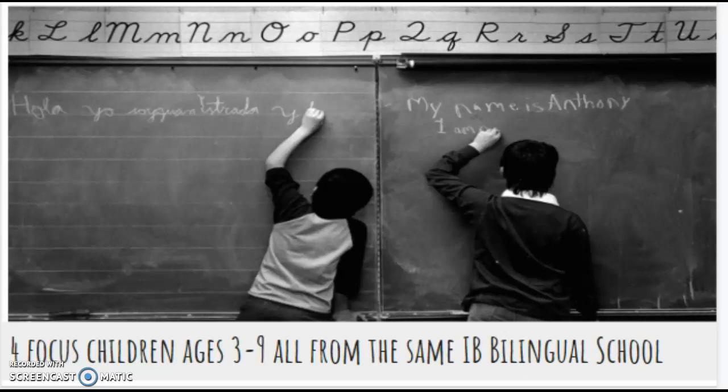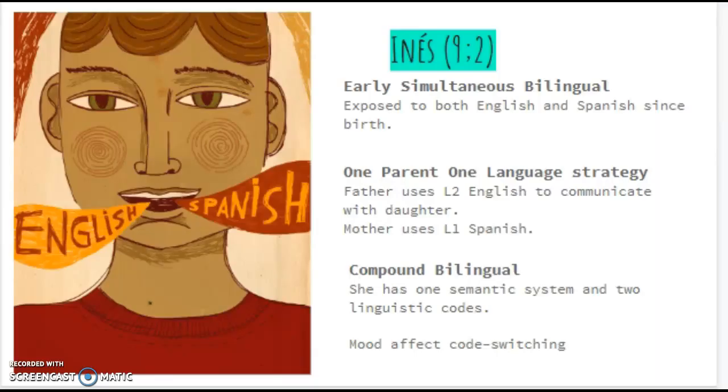Out of these four sets of parents, three are in the world of education. One is a university English literature professor, two are primary school English teachers, and one is a high school English teacher. The first child to be researched is Inez, age 9 and 2 months.